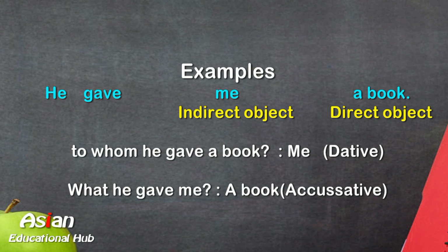And what did he give me? A book. He gave me a book. So "a book" is the accusative case. So you must have understood now what an indirect object is and what a direct object is. For the indirect object we use the dative case, and for the direct object we use the accusative case.